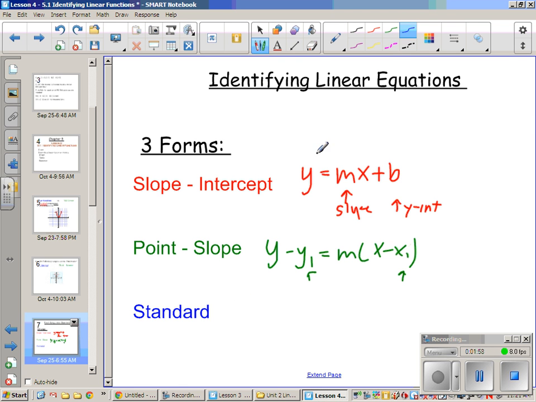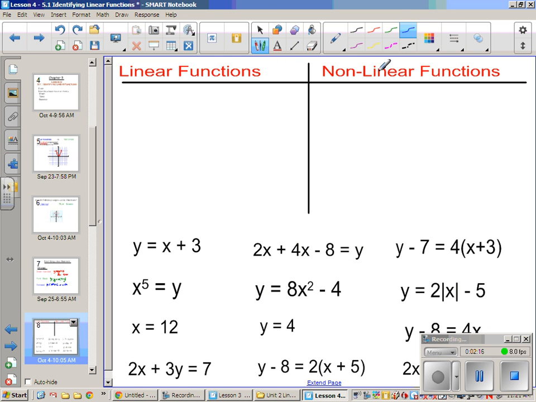And standard form is the one we don't use a lot, but you see it. It's ax plus by equals c. And remember, there's no fractions allowed. So if I ask you to convert to standard form. Now, the nice thing about today's lesson is you're not going to be converting. You're just going to be sorting. So we're going to look at this, pause the video, and see if you can copy down which equations are linear versus nonlinear.